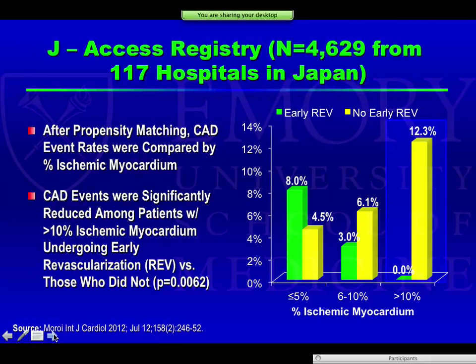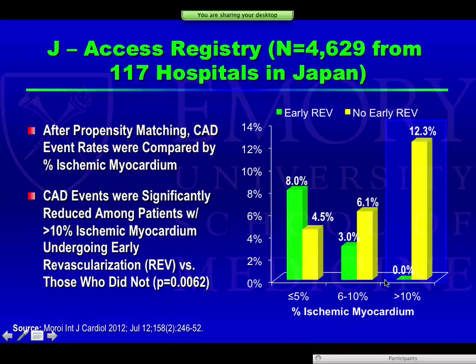It's actually been shown as well. This is a paper out of the J-ACCESS registry. Nobody in the US actually knows this registry, as somebody who's been to visit these folks a couple of times. This is a very, very large Japanese registry showing the exact same findings in terms of patients with 10% ischemic myocardium. Those patients that had revascularization had a decidedly reduced cardiovascular event rate.